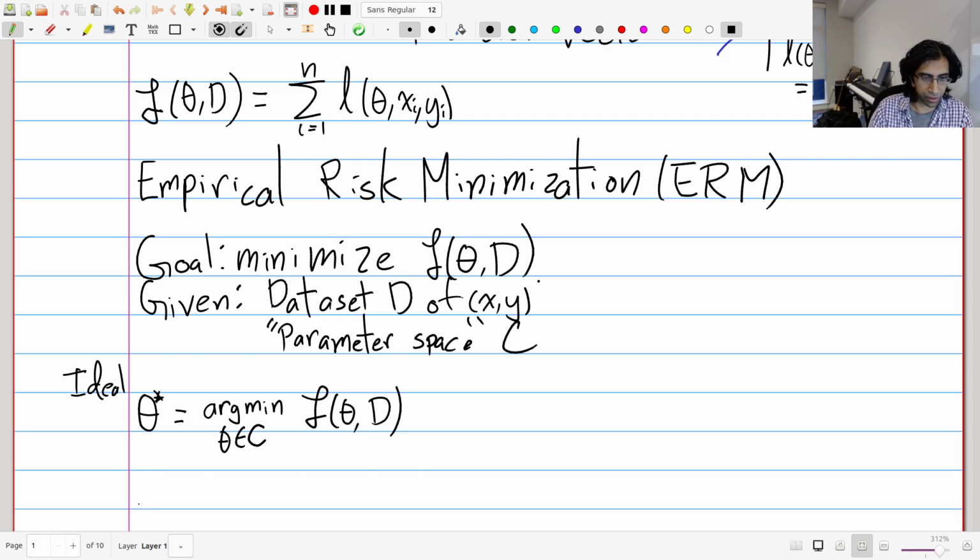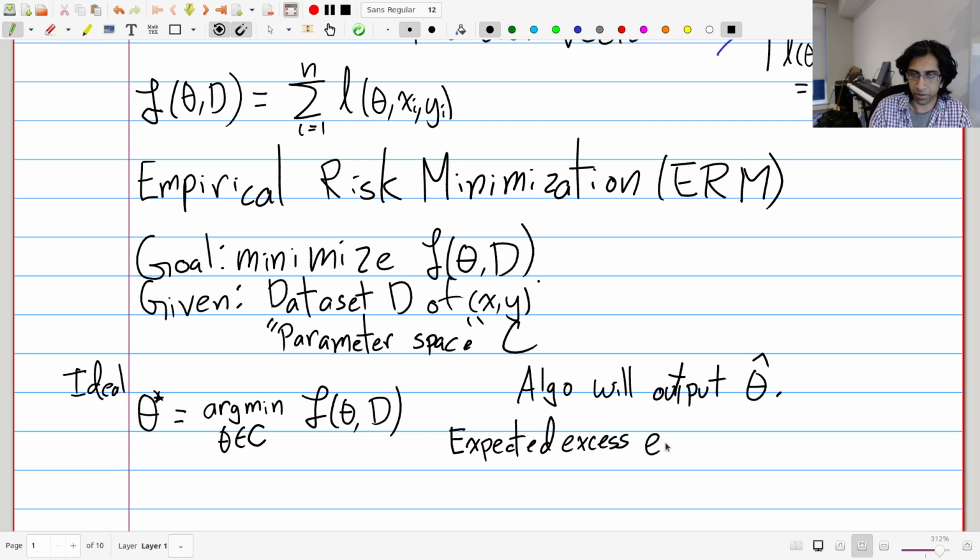But instead, our algorithm will output some theta hat. And how good is theta hat? The idea is it's trying to get to theta star, but instead it'll give some theta hat. We'll measure how good an algorithm is in terms of the theta hat it outputs using a quantity known as, okay, this is going to be a bit of a long term, the expected excess empirical risk.